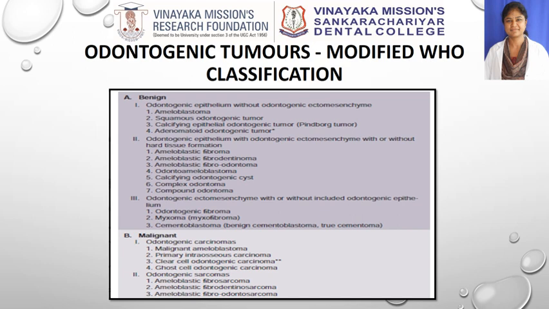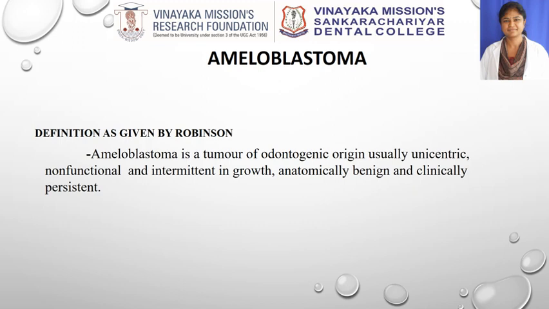Under odontogenic sarcomas, the examples are ameloblastic fibrosarcoma, ameloblastic fibrodentinosarcomas, and ameloblastic fibro-odontosarcomas. Ameloblastoma is a true neoplasm of enamel organ type tissue which does not differentiate to the point of enamel formation. The term ameloblastoma was suggested by Churchill in the year 1934 to replace the term adamantinoma, which was coined by Malassez in the year 1885.